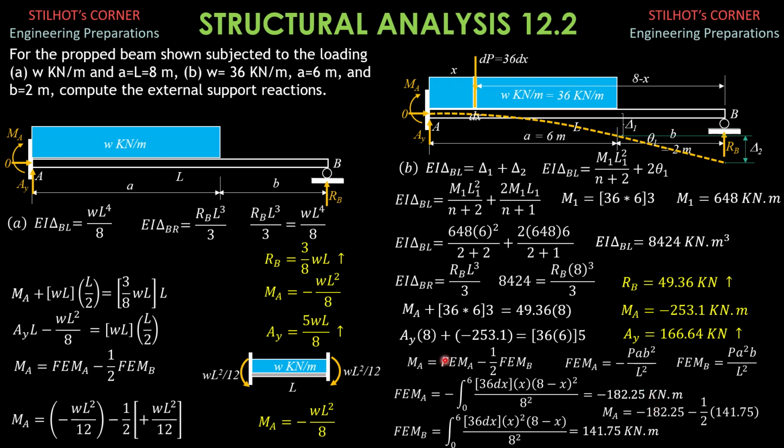Substitute MA equals negative 182.25 minus 1 half of positive 141.75. And we'll get MA, which is the same as that, negative 253.1 kilonewton meter. So the rest of the solution for RB and AY will be equations of statics. So I'm just verifying that the answers are the same by these two approaches.